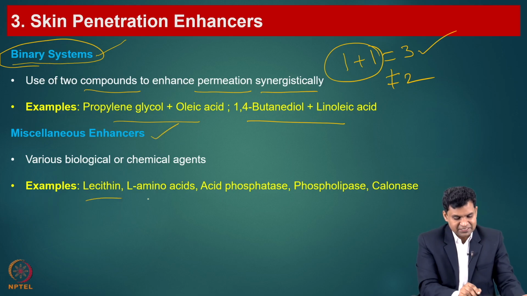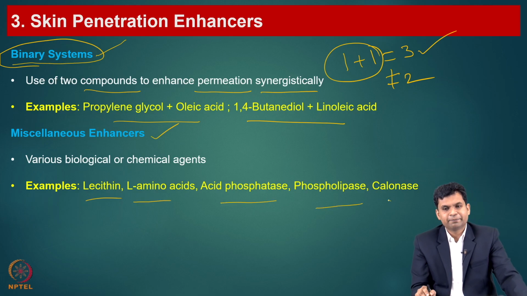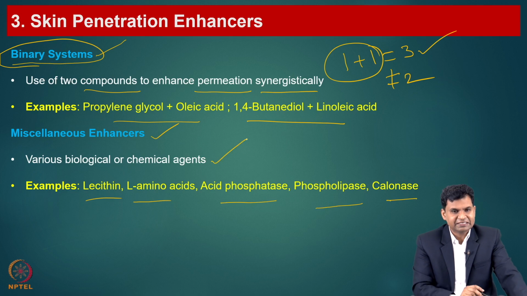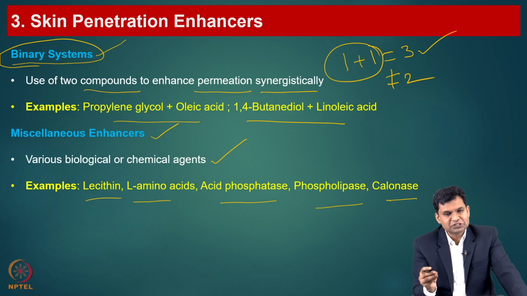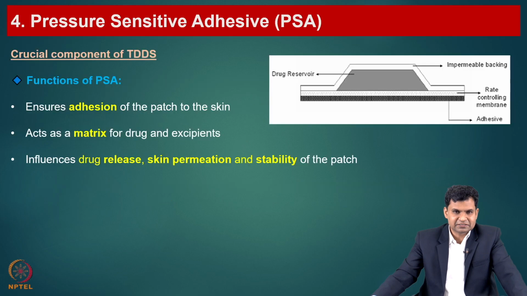So, these are some lecithin, L-amino acids, acid phosphate, phospholipase and the chalonases, which will also work as permeation enhancers. These are the biological and chemical agents that we can also add into the formulations, which will work as skin penetration enhancers.